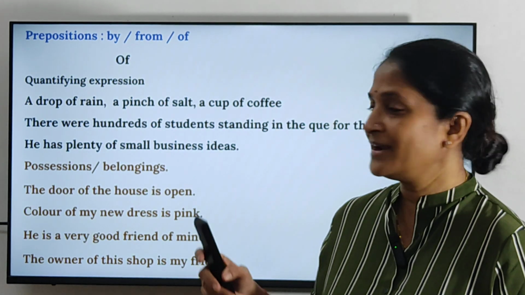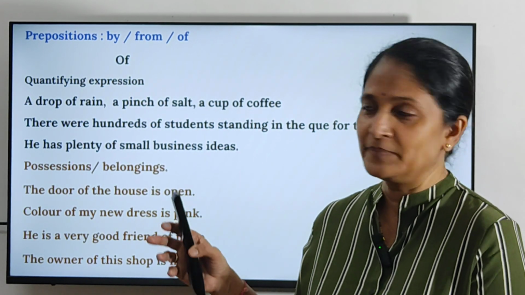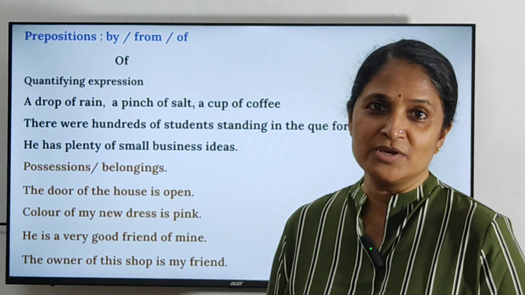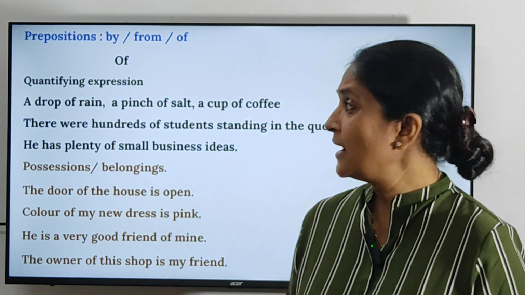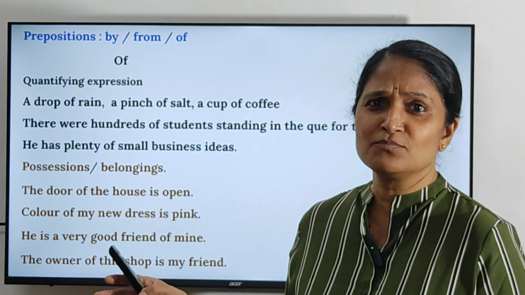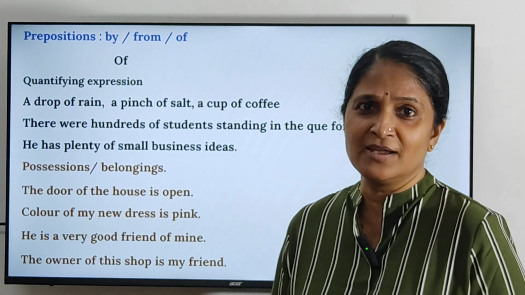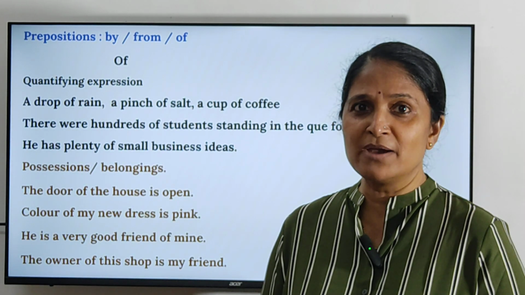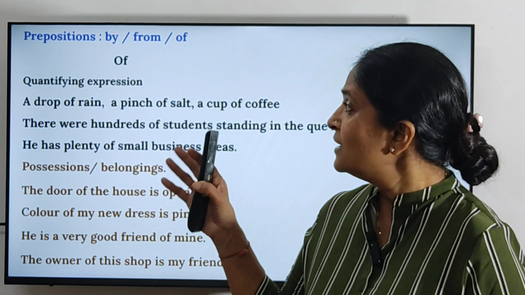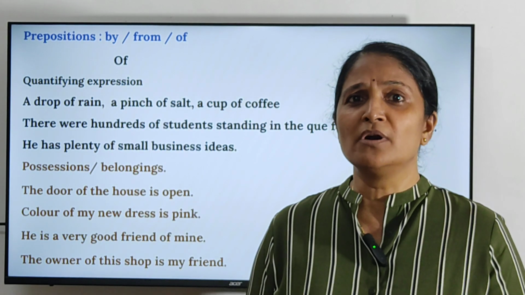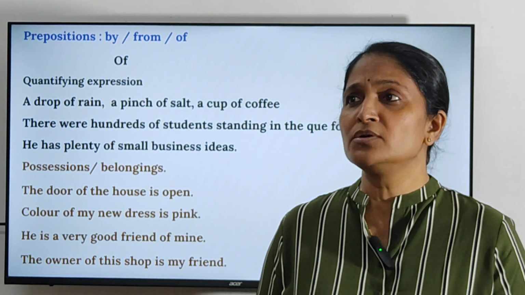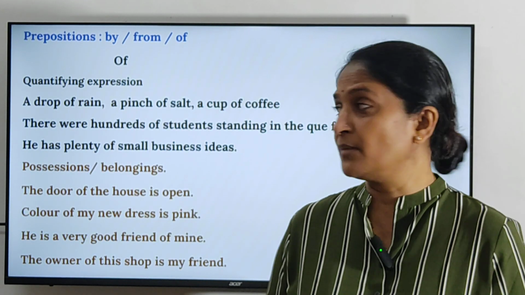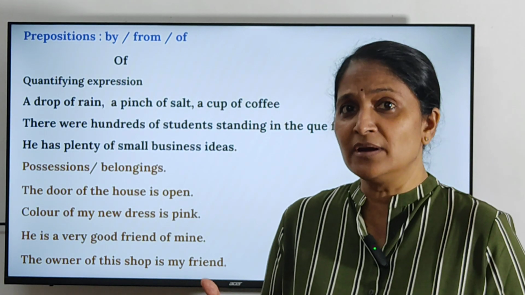Now let's understand how do we use of in different situations. Preposition of. Again, it has several uses. बहुत सारी जगहों पे of का use करते हैं. Different. So yes, let us understand one by one. The first thing is quantifying expression. When I say quantifying expression, it tells you about quantity of something. कितना है, right? Quantity में बात करते हैं.